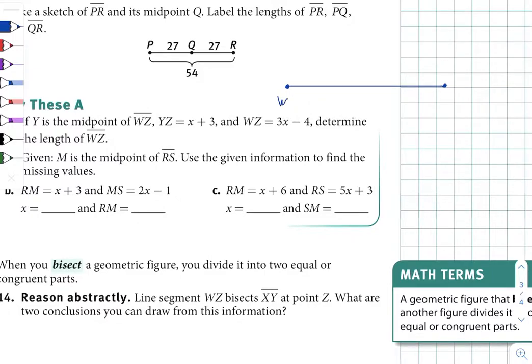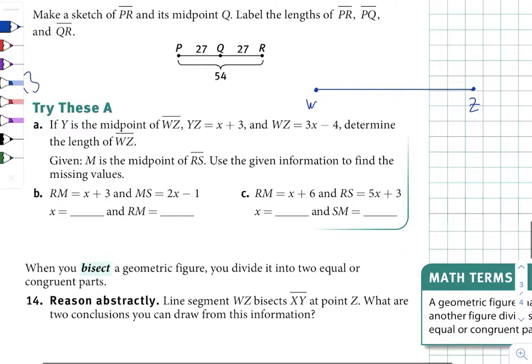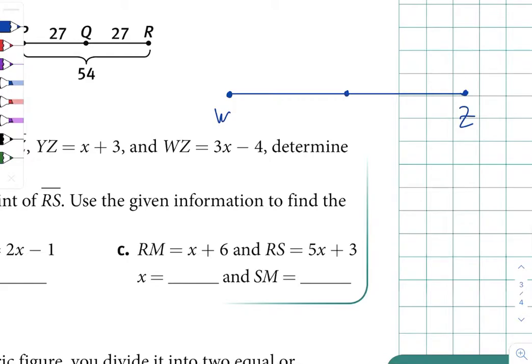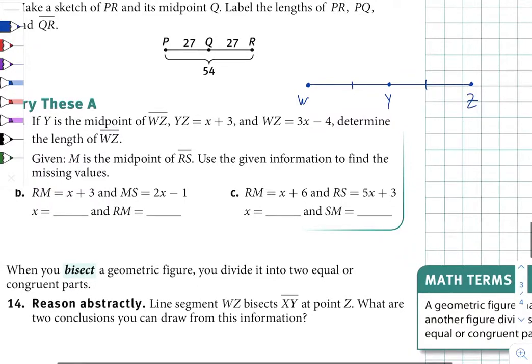So it's WZ, and it doesn't matter which one's which. I usually go left to right. That's just the way I work. And then Y is the midpoint, so somewhere in the middle I can put Y, and I'm going to put tick marks to tell me that those two line segments, WY and YZ, are going to be the same. They tell me here YZ is x plus 3, so I'm going to label that. They also tell me WZ is 3x plus 4.